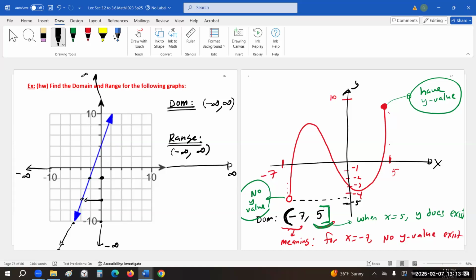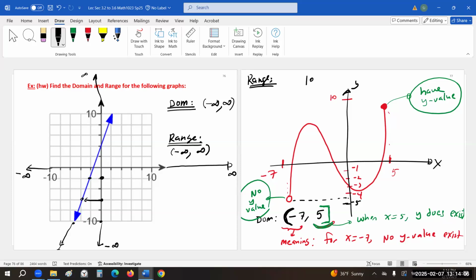Now let's look at the range. Range is the y values. So in this graph, what is the smallest y value you see? 10. 10 is the biggest y value. So biggest y value is 10. But everything has to start from smallest to the biggest. Like when you're born, we are small, right? And then eventually you grow up. You cannot just grow up and then become smaller, right? So it is like that, our interval. You have to start from the smallest one and then go to the largest one.